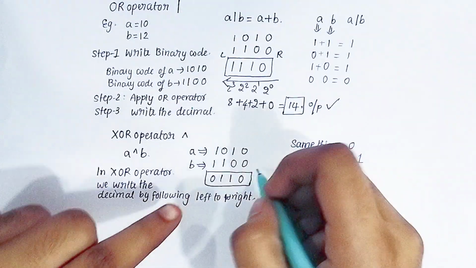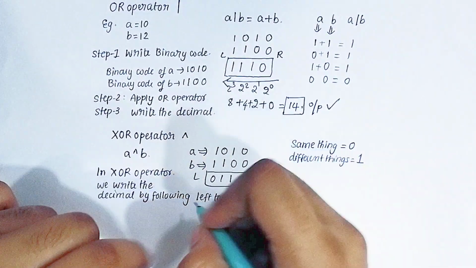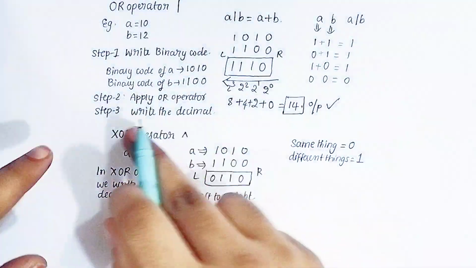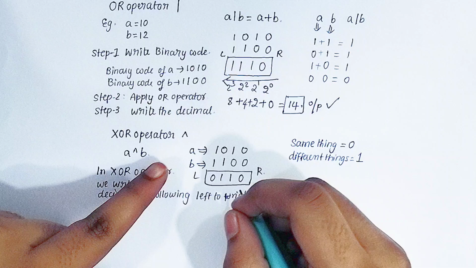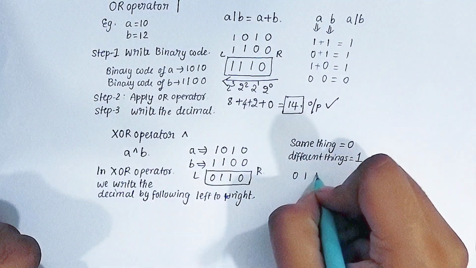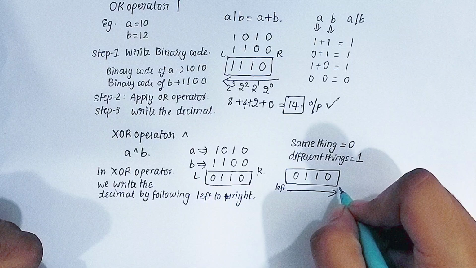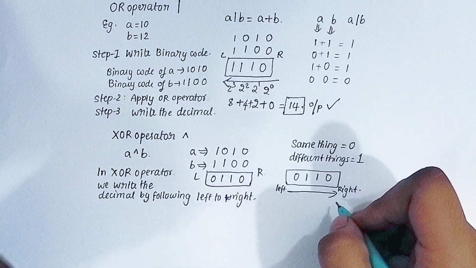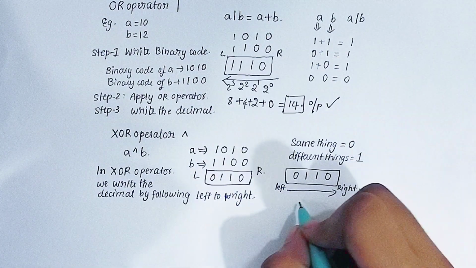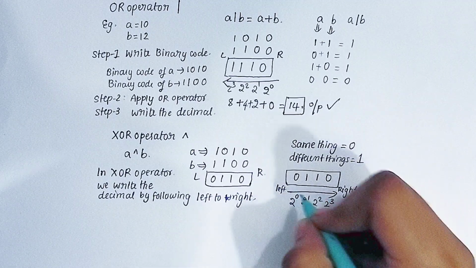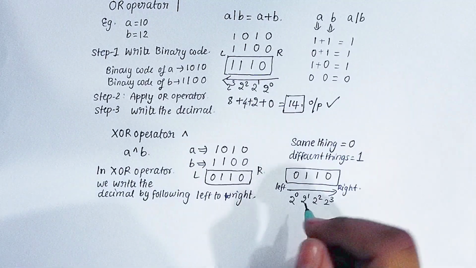Listen carefully. Usually till now we have done it from right to left. That's why I have been trying to compare it with the OR operator. But now in XOR we will be doing it from left to right. So we will be writing this code again. From left to right we will be starting with 2 to the power of 0. So from the left we write 2 to the power 0, and then further increase 1, 2, and then 3. I hope you got this.